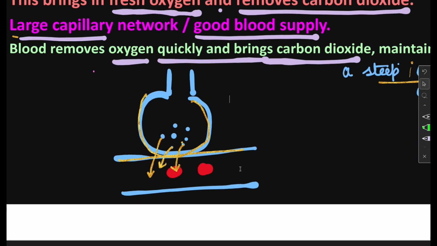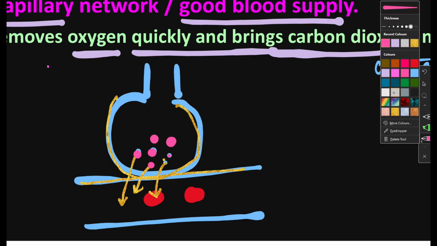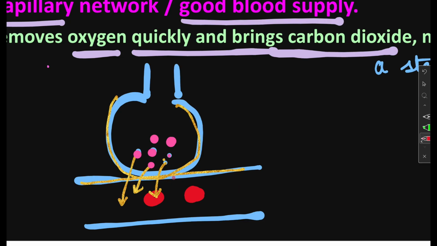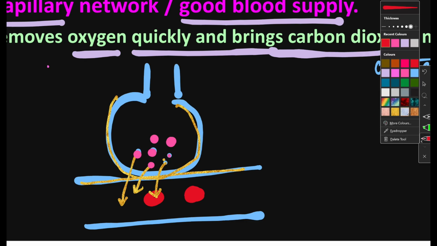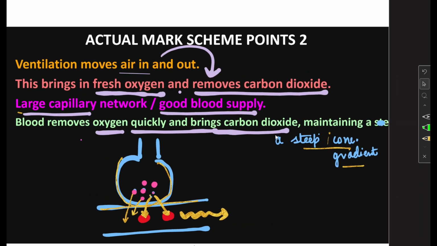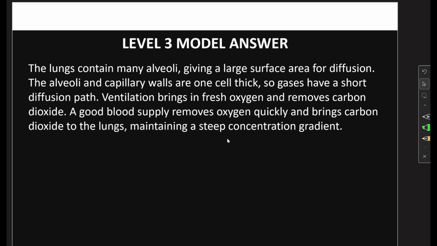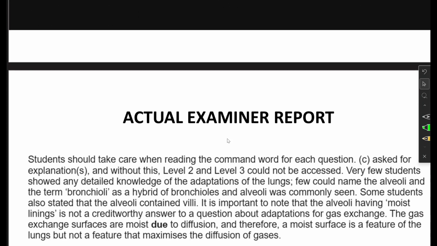What does that mean? Now have a look at this picture I have drawn here. These are my oxygen particles, right? And this I have shown you here is my red blood cell. This red blood cell will take these oxygen particles very quickly and move out of the way. So a good blood supply can remove these. This will flow and make space for other oxygen molecules to come. So that's why this is an adaptation. Now you can pause my screen if you want to see the model answer, but otherwise I'm just moving on to the examiner report quickly.